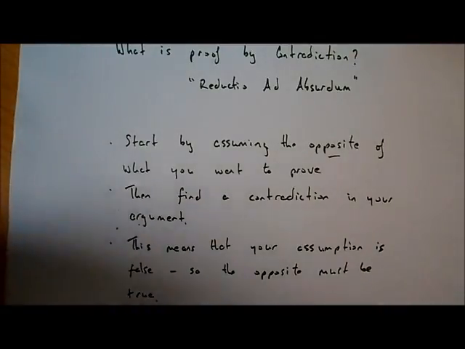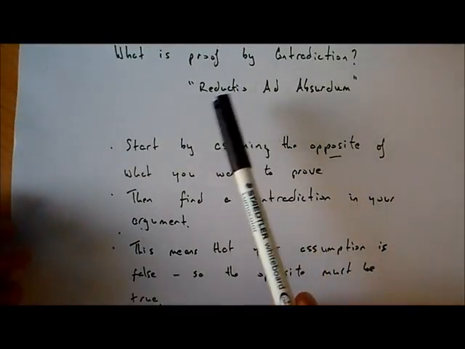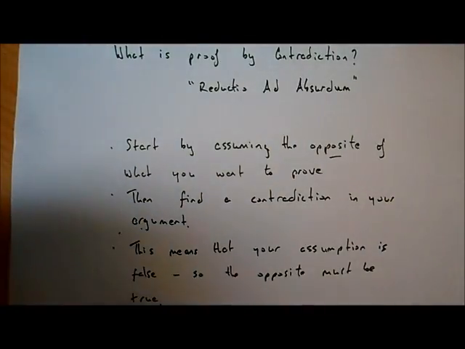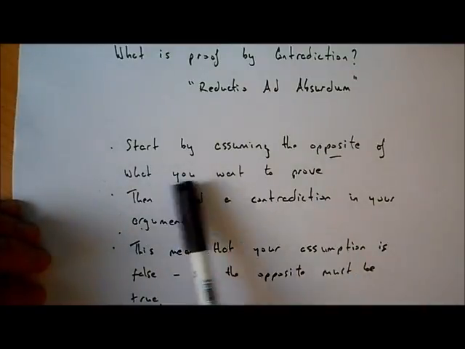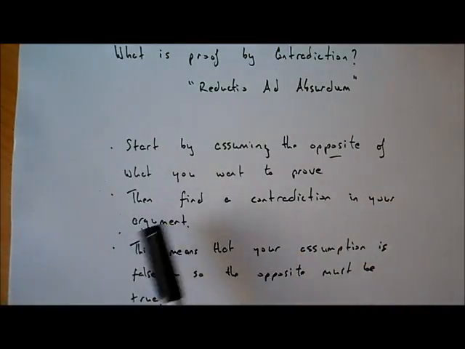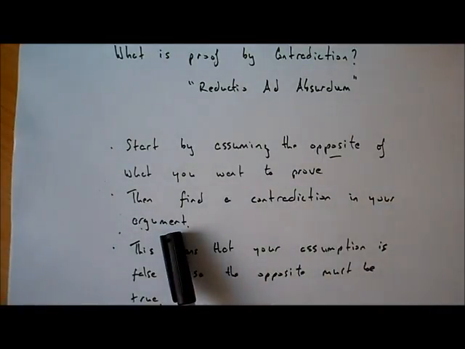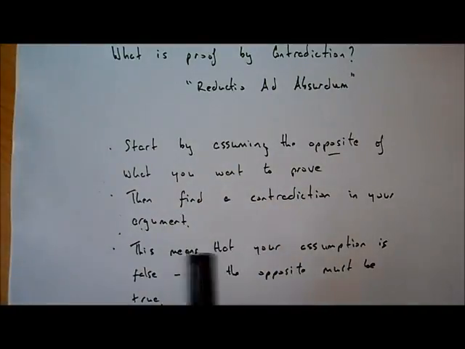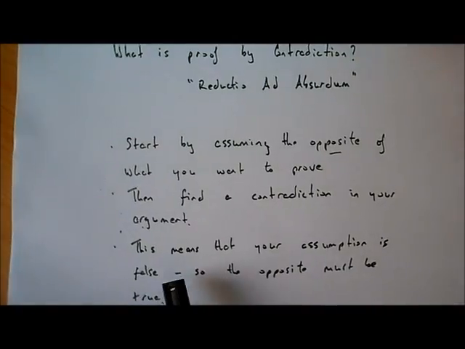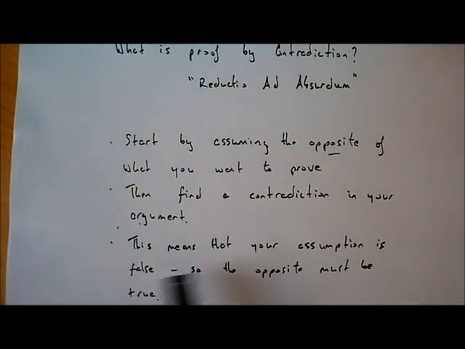So proof by contradiction is a method of proving something in maths. It's a method of proving a mathematical statement. It is not the only method, but it is a very, very important method. The way it works is we start by assuming the opposite of what we want to prove. Then we find some kind of a contradiction or an absurdity, and this means that the assumption must be false. Because we found a contradiction, the opposite of the assumption must be true. And that's how a proof by contradiction works.